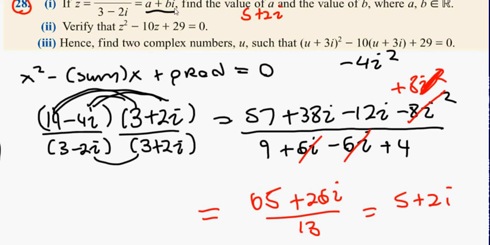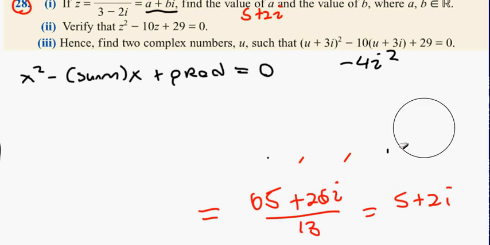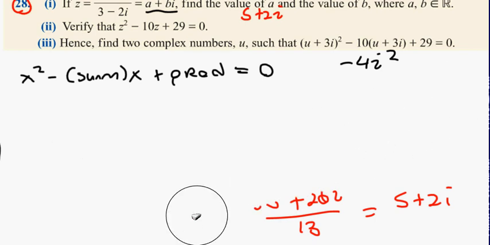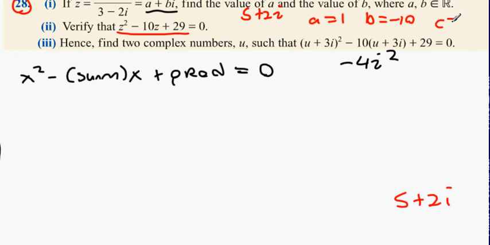Now verify that z squared minus 10z plus 29 equals 0. Okay, so there's a couple of ways of doing this, I suppose. The first thing you could say is you could solve it using a equals 1, b equals minus 10, c equals 29, and if the roots turn out to be z, which is 5 plus 2i and 5 minus 2i, then you've proven that this does equal 0.